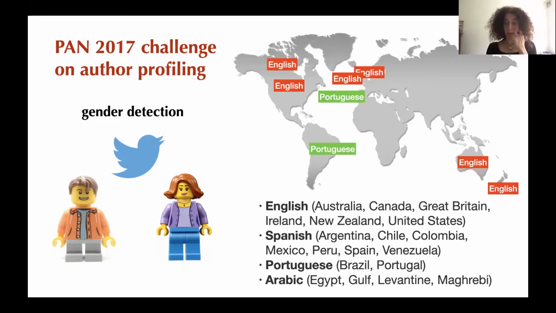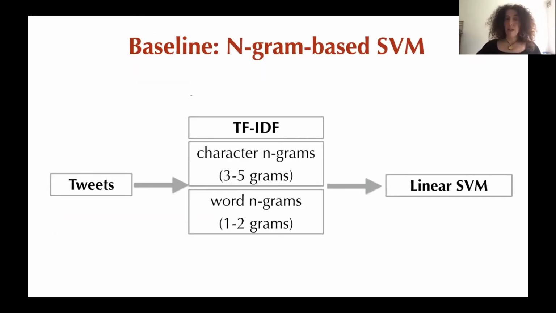So with my group of students, we set up a baseline, and the baseline is n-gram based, very much in the same way that was just described in the previous talk in terms of conceptualizing the information. So we use just character n-grams, so sequences of 3 to 5 characters, and word n-grams, so 1 to 2 words, and we weighted them using TF-IDF, and then we just passed this information to a linear support vector machine with standard parameters, and this was our baseline. And we got pretty good results. And we thought, okay, well, we can surely do better than this.